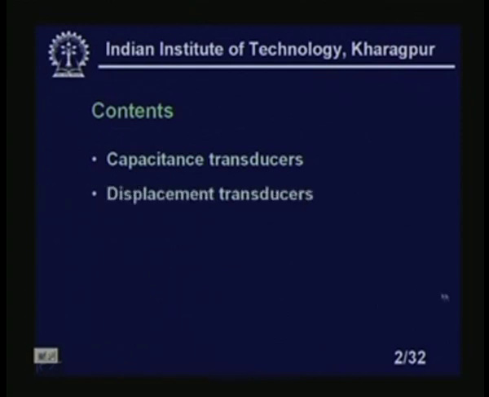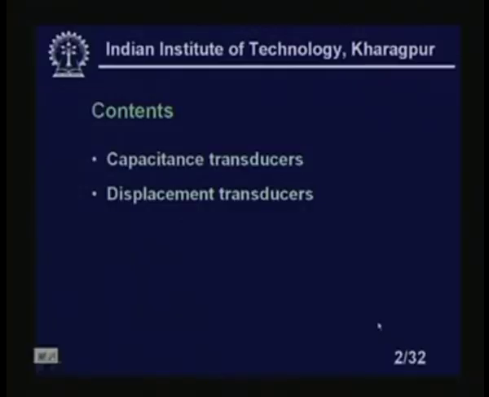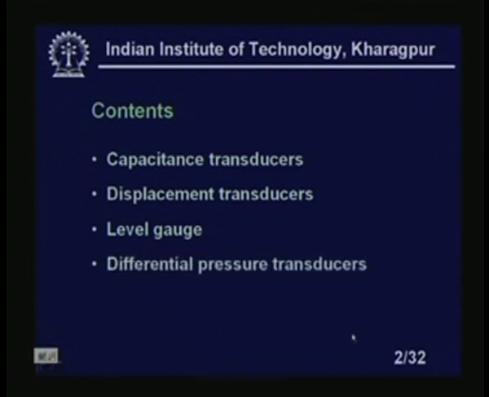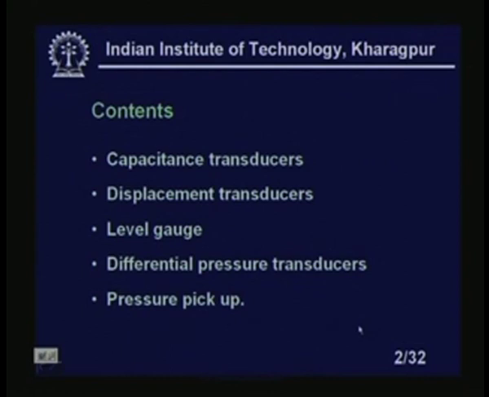displacement transducers, capacitance transducers in the sense that a basic principle of the sensor we will discuss. Capacitance transducers are basically used as displacement transducers, level gauge or level sensor, both liquid and solid, and differential pressure transducers, because these differential pressure transducers are utilized, as we will see later on in the flow measurements. The DPT or differential pressure transmitter is basically a differential capacitive transducer. Then we have the pressure pickup. We will also discuss the pressure pickup, as well as solve some problems, right.